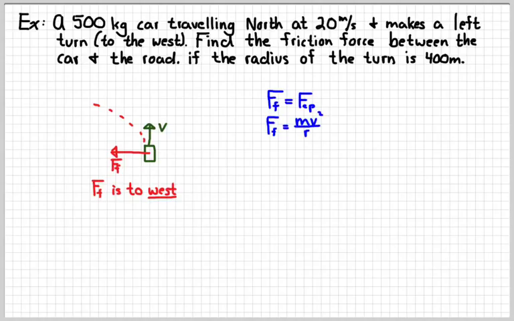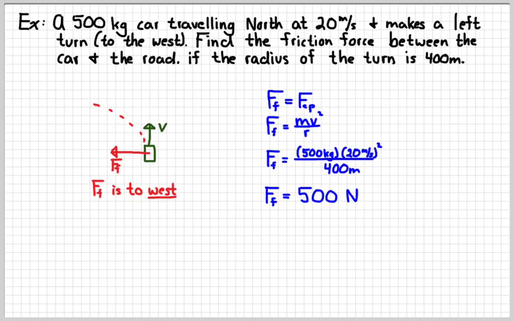This is what we have to realize, that since the frictional force is centripetal, we can set it equal to mv squared over r. And so substituting in our numbers, we would find that the frictional force is 500 newtons. And then to give a complete answer, we need to say it's 500 newtons to the west.